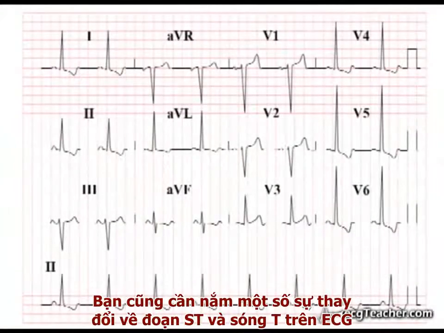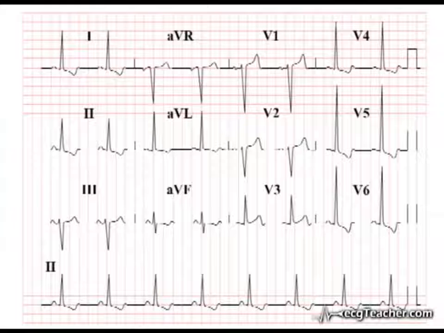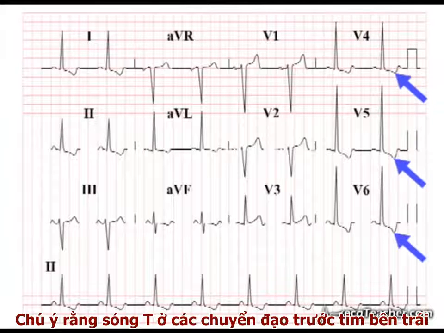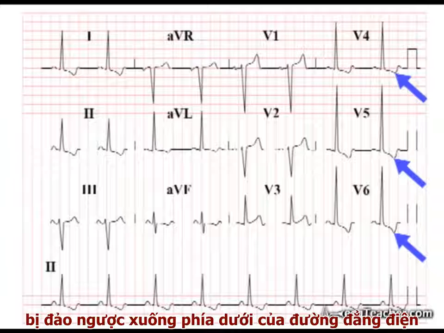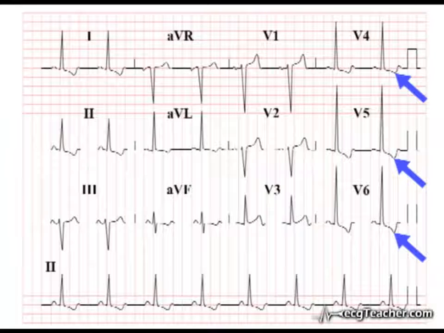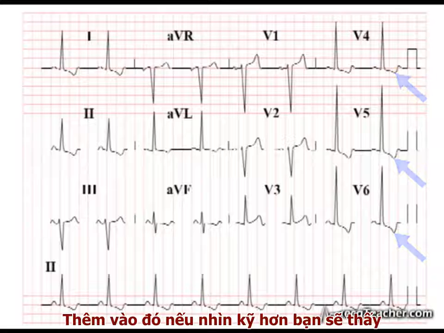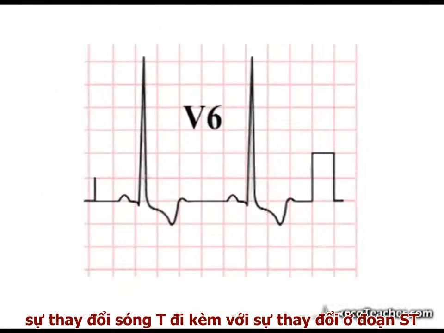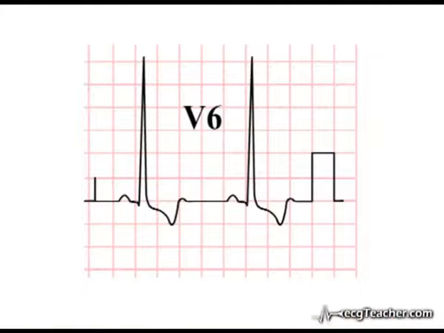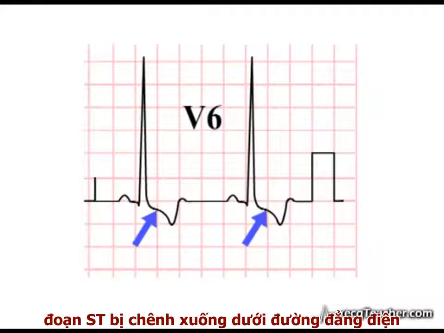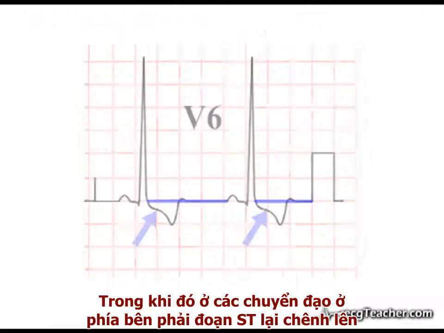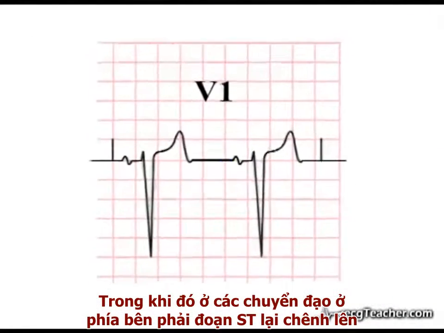The voltage criteria, you may also have picked out the striking changes in the ST segments and T waves present on this ECG. Notice how the T waves in the left-sided chest leads are inverted below the isoelectric line. Also, if you look closely, you can see that these T wave changes are accompanied by alterations to the ST segments. In the left-sided chest leads, illustrated here in V6, you can see that the ST segment is depressed below the isoelectric line, while in the right-sided chest leads, the ST segment is elevated.